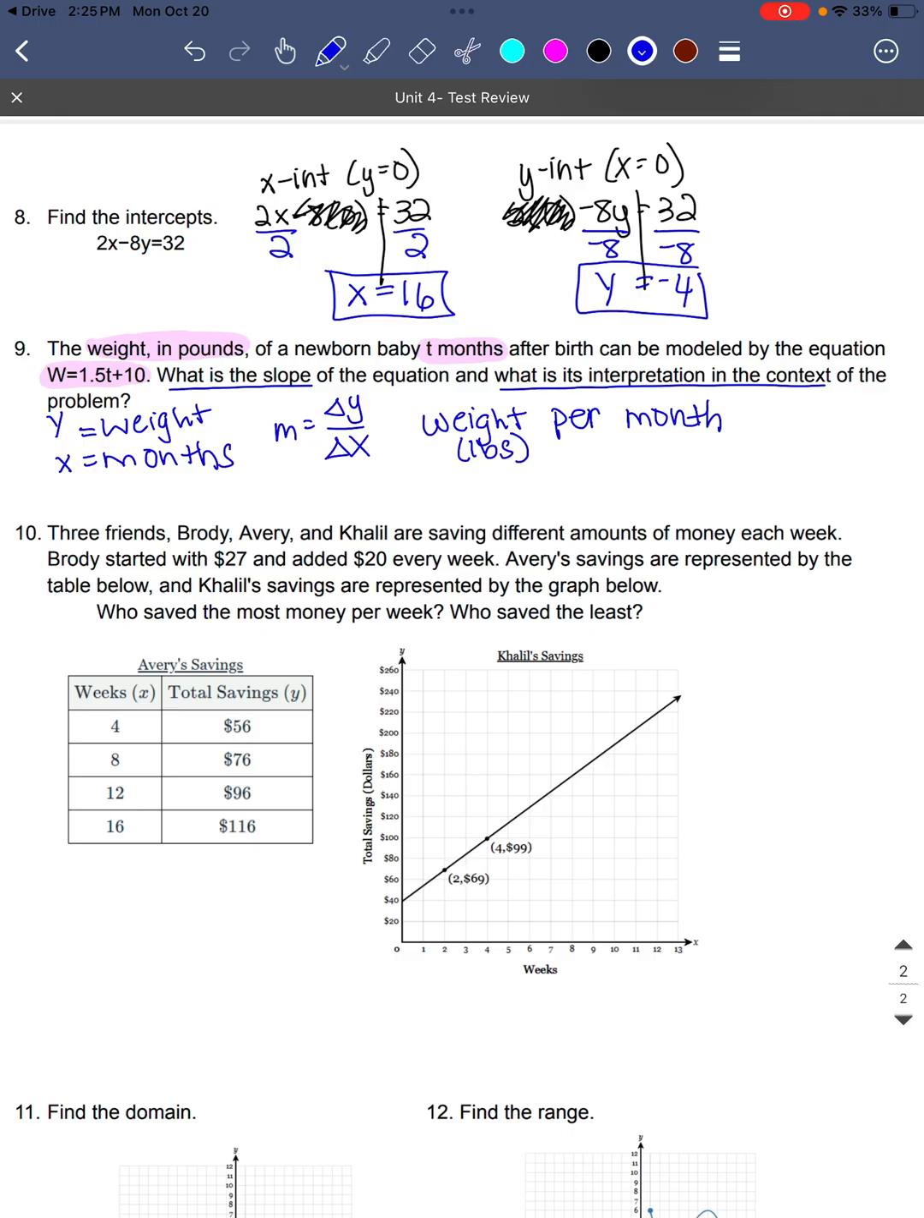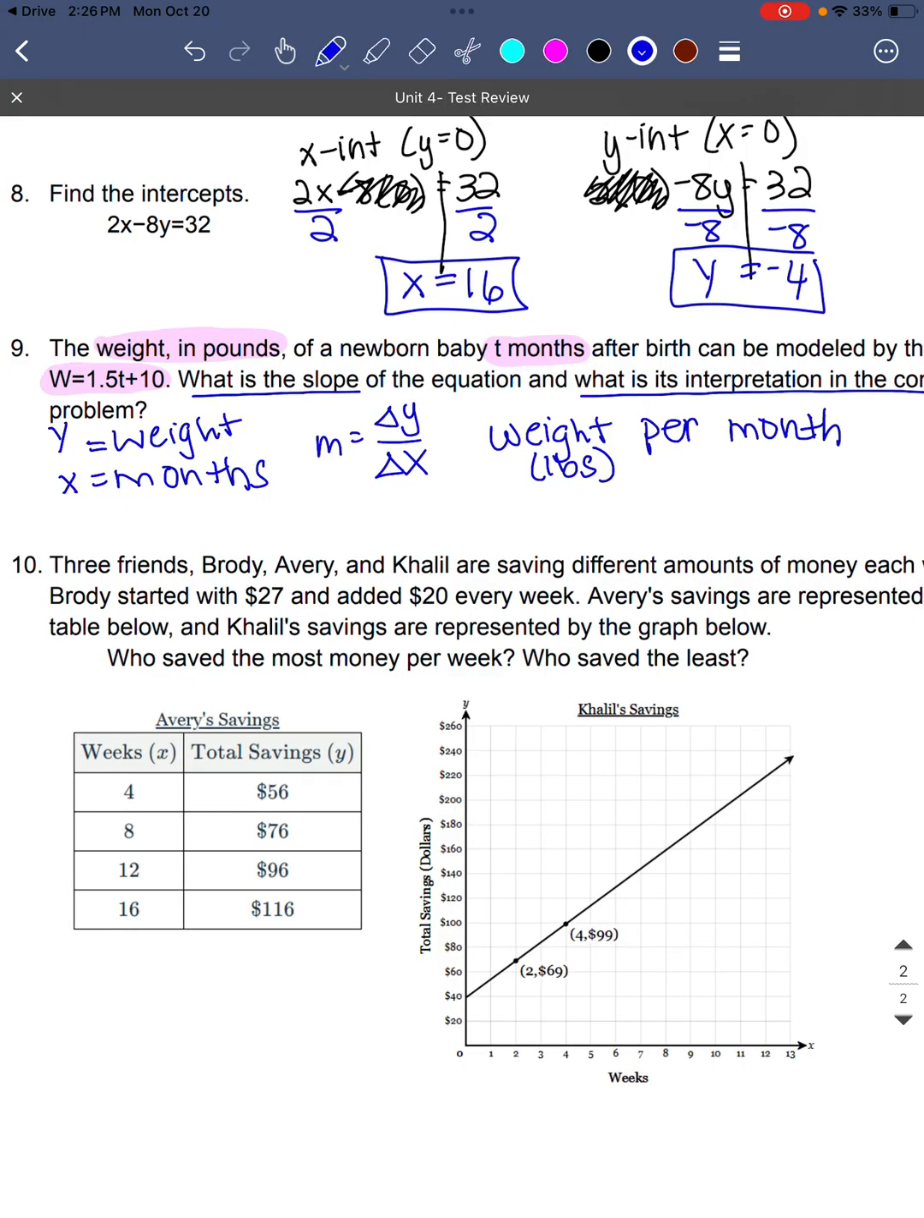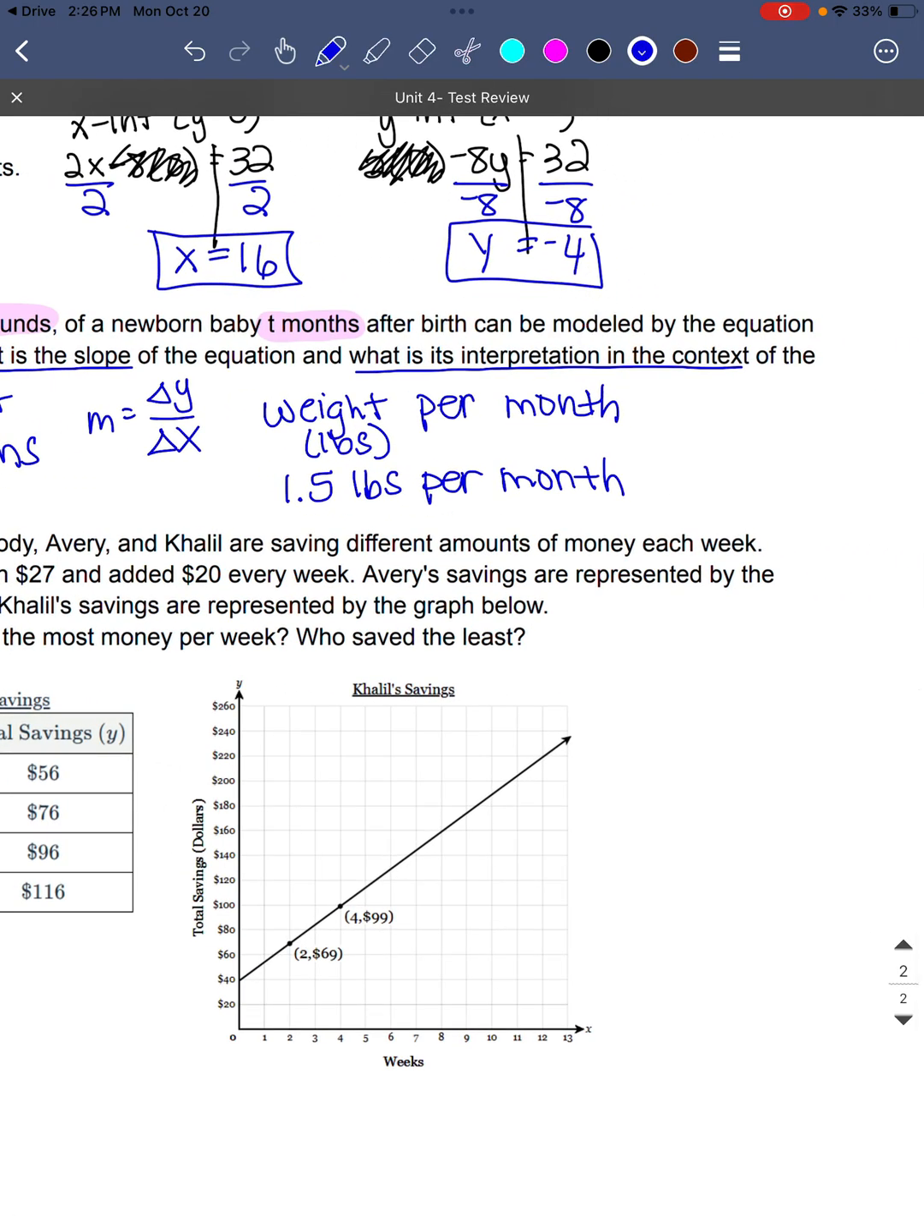Now, they don't just want the interpretation, but they also want the slope. So we can find the slope in the problem right next to our variable. So our slope is going to be 1.5. So what it looks like is that it's 1.5 pounds per month. And this is, of course, talking about the baby's weight. So in parentheses, I'll put baby weight. So the baby's weight is changing by a positive 1.5 pounds per month, so it must be gaining about 1.5 pounds every month.